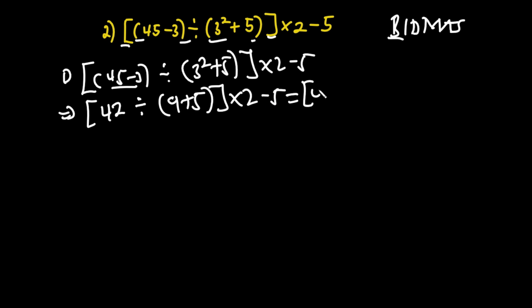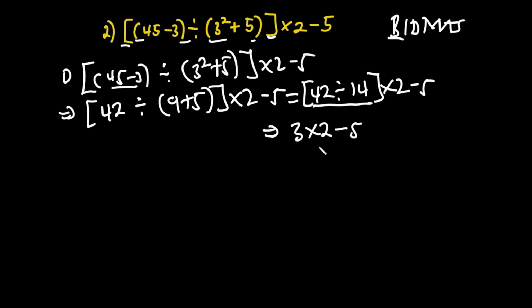Now inside, 42 divided by 9 plus 5 is 14, times 2 minus 5, and 42 divided by 14 is 3, times 2 minus 5, then 3 times 2 is 6, minus 5, which will give you 1.